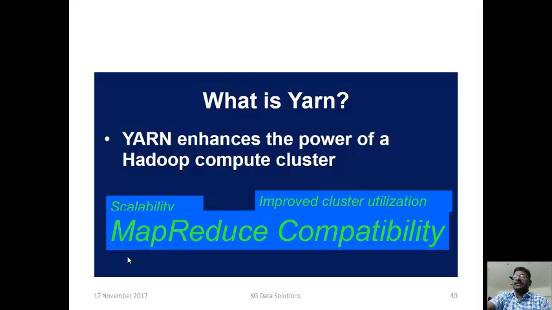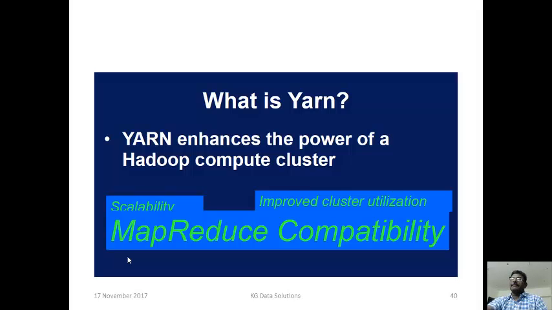So it's MapReduce compatible. Another advantage of this is that it improves the cluster utilization. And the thing is that with YARN, all the existing applications won't get impacted. When you change a function, what will happen to the existing application which is running? Will it get impacted? No, it won't get impacted. Even with YARN in place, MapReduce is still compatible with the old programs. That is where the compatibility comes in.